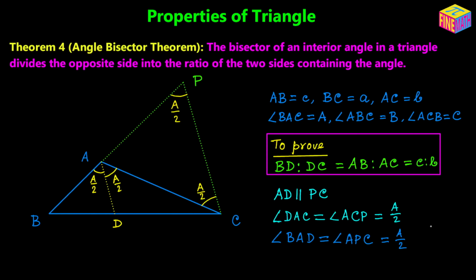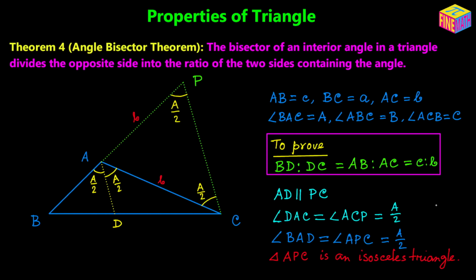Now let's look at the triangle APC. If you look at that triangle, we have two equal angles. That means it is an isosceles triangle where AP and AC, those two sides, are of equal length, and as we know, AC is lowercase b units. So if this is b units right here, then AP is also b units.